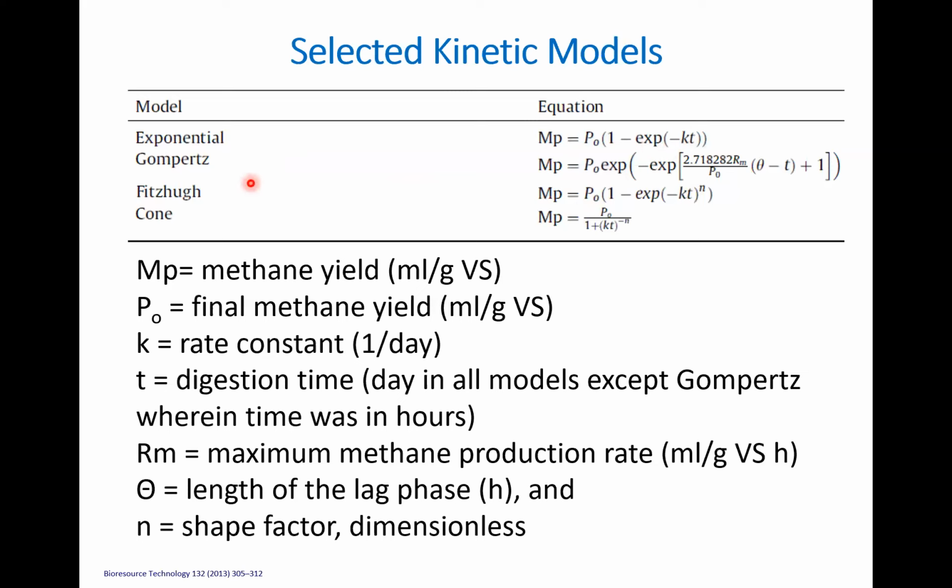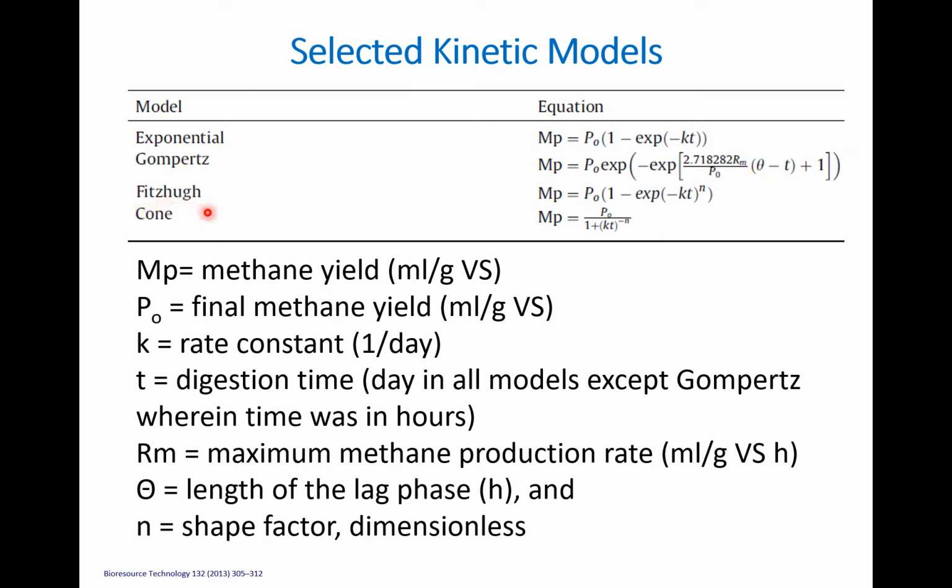For Gompertz, it is the same thing. Actually, this is the form for the Gompertz equation, and it has also a B0 value, which is the final methane yield, and it has also lag phase. So if you would like to predict the lag phase, you can use this kind of equation.